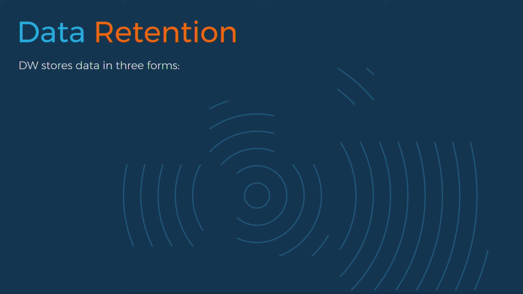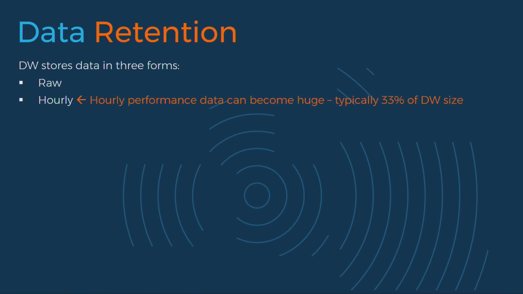Now, you probably all know that the data warehouse stores data in 3 forms. It's the raw data, so typically for, I think, 14 days. And then the hourly data, so every hour, the data warehouse runs an aggregation job and then stores in a separate table the hourly aggregate, so the min, max, average, and standard deviation for each hour. And then it does the same every midnight for the daily data as well.